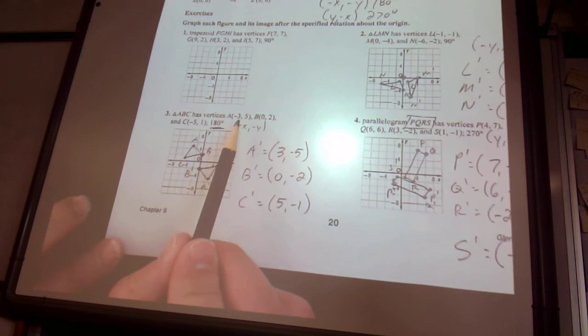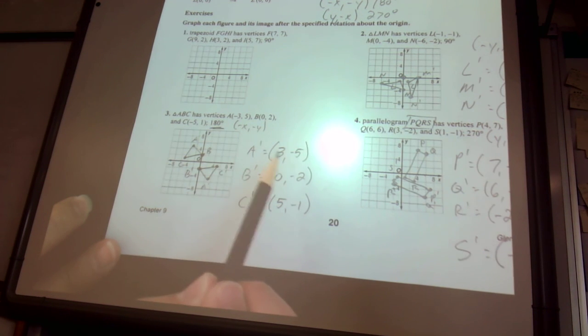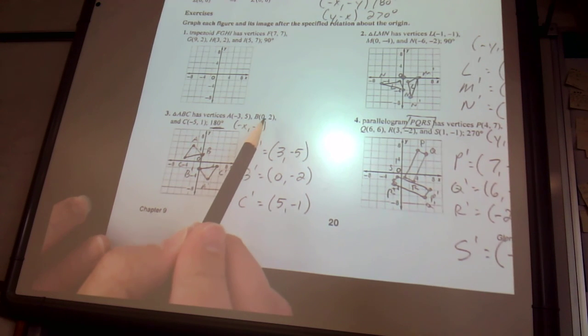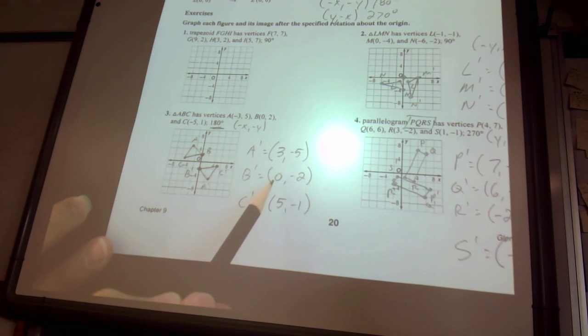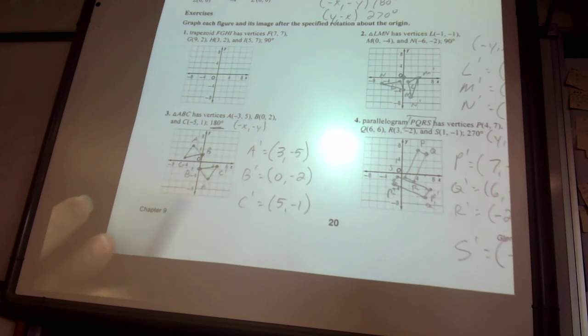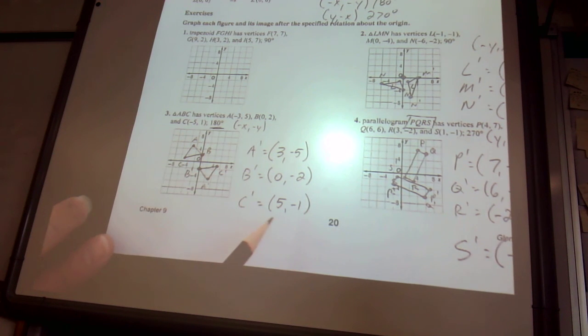So if my original X and Y was -3, 5, my -3 becomes +3, my 5 becomes -5. There's A prime. For B, again, I don't have the opposite of 0, so it stays 0, and then 2 becomes -2. To get to C prime, I take the opposite of these. So -5, 1 becomes 5, -1. Draw your shape. There it is. Moved it 2 quadrants about the origin, right? Rotated it about the origin 180 degrees.